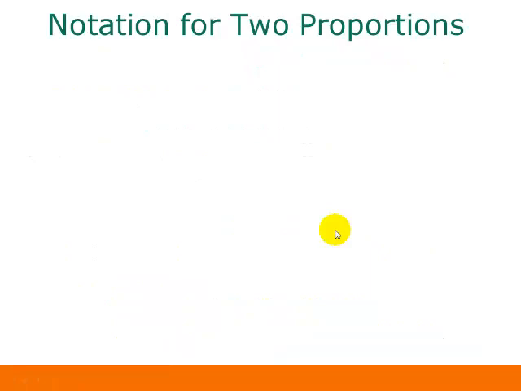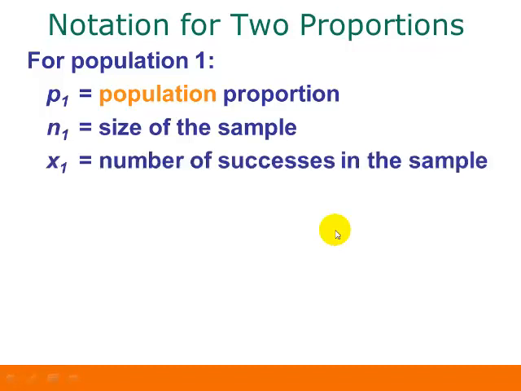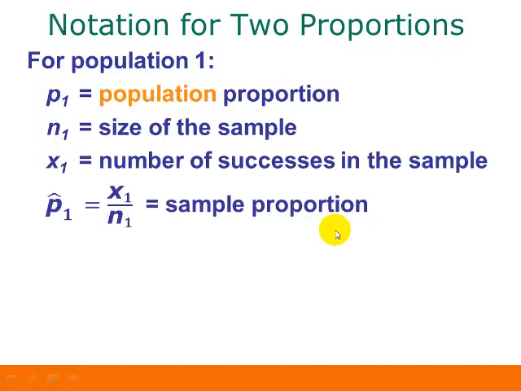Now our notation for two proportions is going to be a lot like the notation for one proportion, only now we have two populations and two samples. So we use subscripts to tell the difference between them. So for population 1, we have P sub 1, which is our population proportion, N sub 1, which is the size of the sample, X sub 1 is the number of successes in the sample, and P sub 1 hat is X sub 1 over N sub 1, which is the sample proportion.